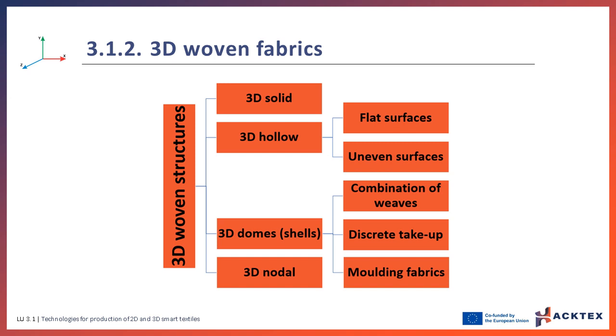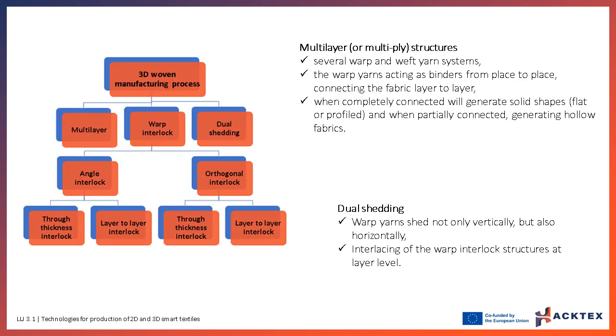Hollow fabrics with partially connected layers, forming flat or uneven surfaces. Shell structures where the fabric can be placed in a 3D geometry. Nodal-shaped woven fabrics, obtained by intersecting tubular structures, made using two-ply fabrics. The second classification criterion for 3D woven fabrics is the manufacturing method.